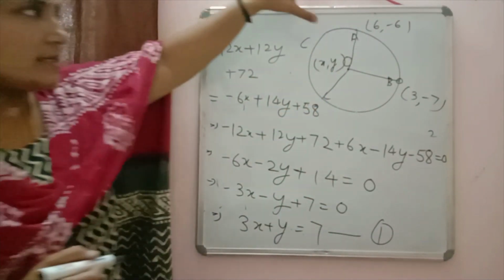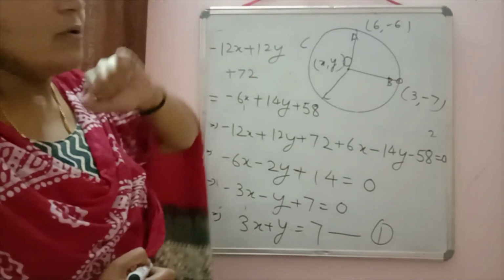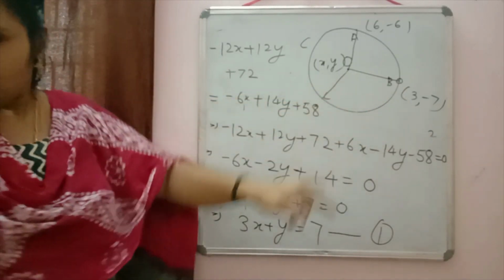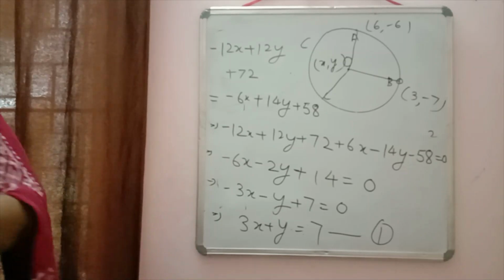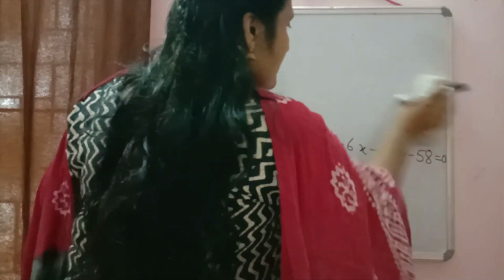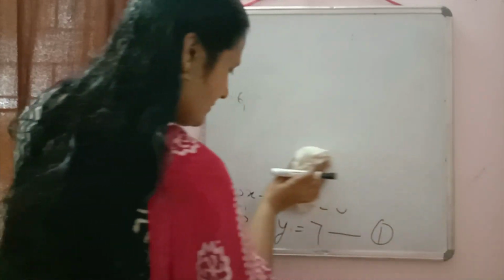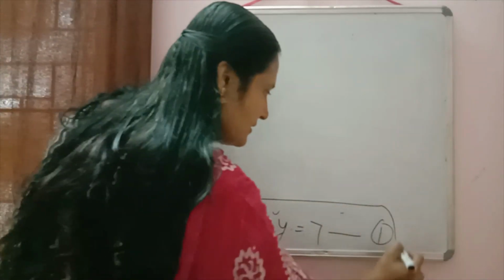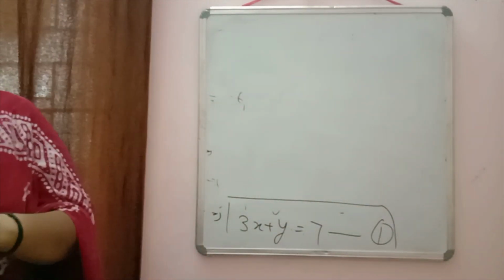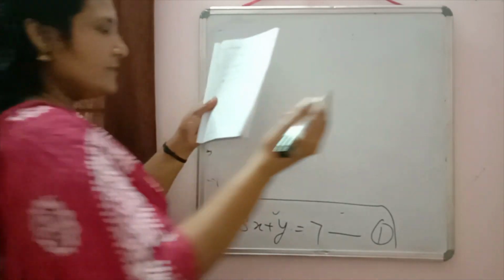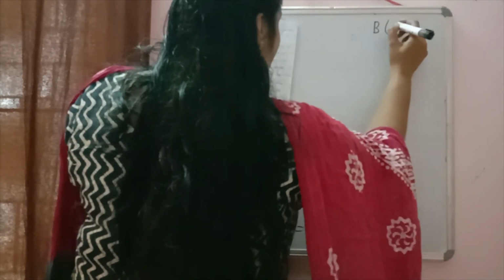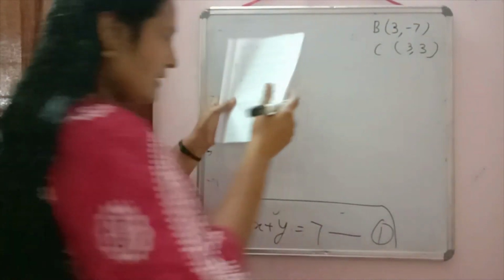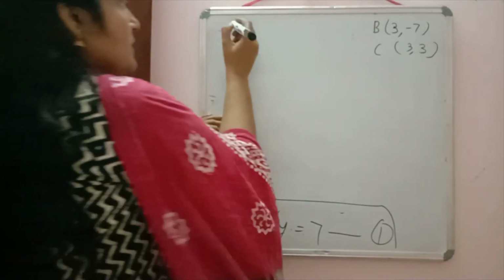At present we used the concept OA is equal to OB. Now the second one I am going to use the concept OB is equal to OC. I am not rubbing this one because I want this to solve the values. This one we got when we solved OA is equal to OB. Now next I am writing the points here. We have B is equal to 3 comma minus 7 and C as 3 comma 3. Now we are going to use the concept OB is equal to OC.